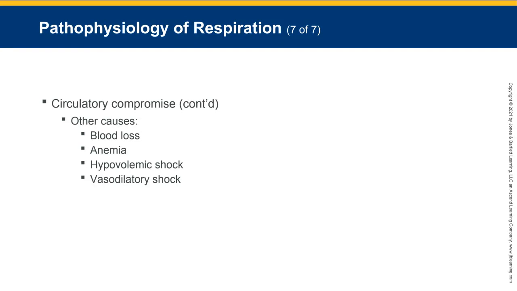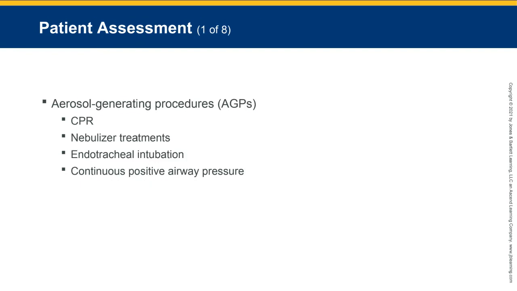Other causes which are associated with the circulatory system: blood loss, anemia, hypovolemic shock, which is shock as a result of blood loss or plasma loss, and vasodilatory shock, which is shock as a result of too much vasodilation, a distribution problem. So that's the review of the anatomy and physiology and the pathophysiology of the respiratory system.